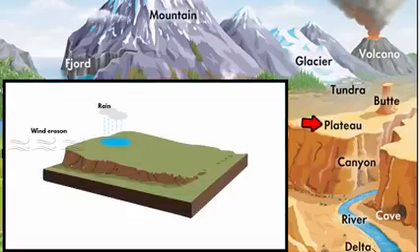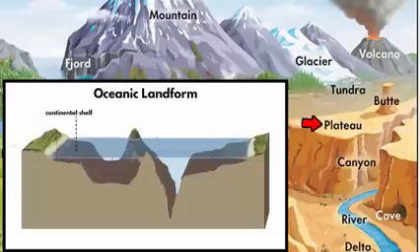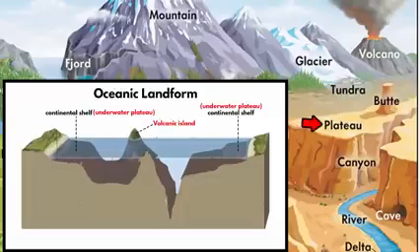Now, erosion and rivers can influence the shape of a plateau. Even in the oceans, you will find plateaus. Ocean plateaus are of two types. One is made of continental crust and the other is made up of igneous rock due to solidification of lava.